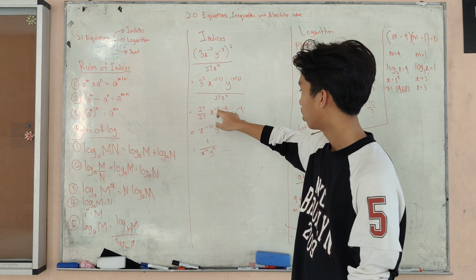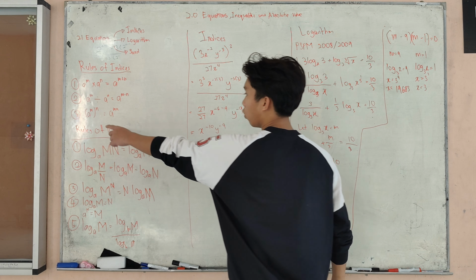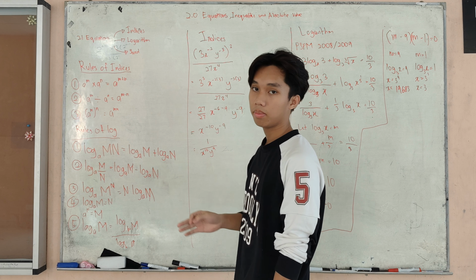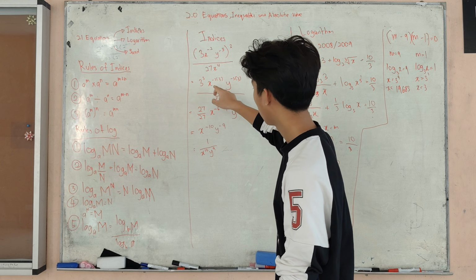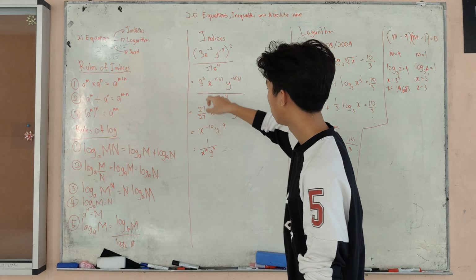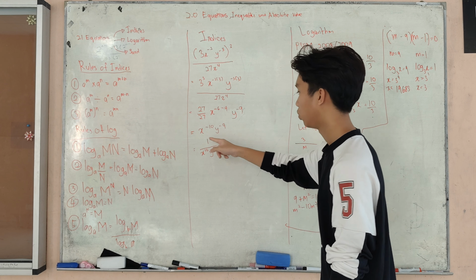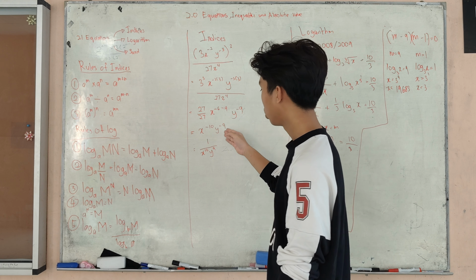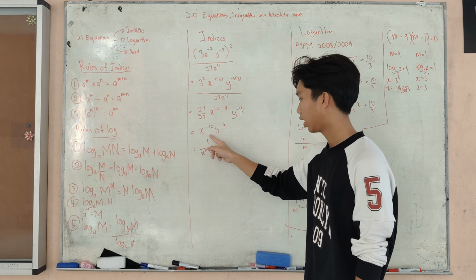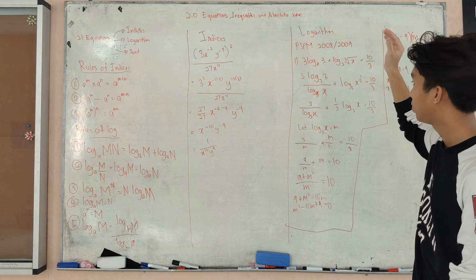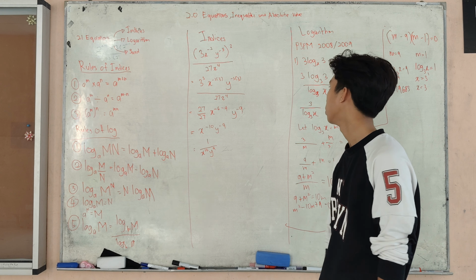Then x to the power of negative 6 minus 4, because when it is a process of division, we will have a to the power of m minus n. So x to the power of negative 6 minus negative 4. Whereas y is negative 3 times 3, so we will have y to the power of negative 9. This is the final answer, x to the power of negative 10 and y to the power of negative 9, where we can also write it like this.